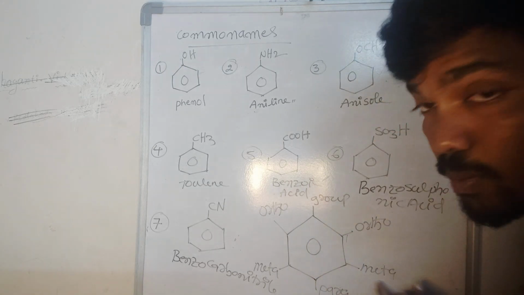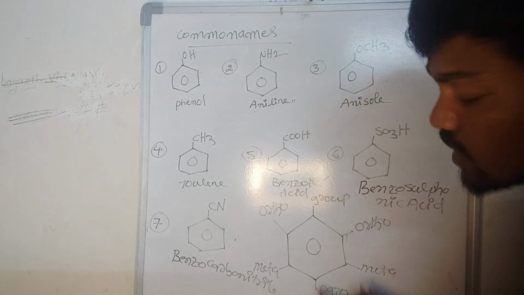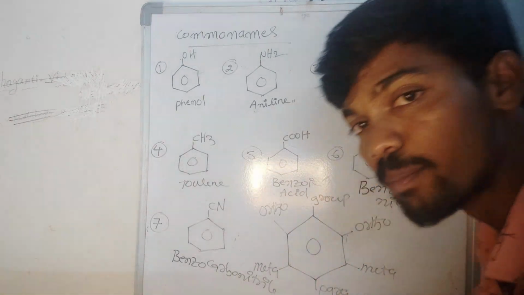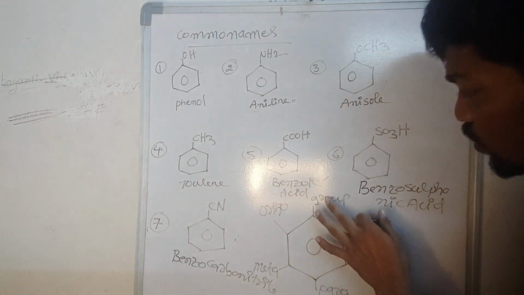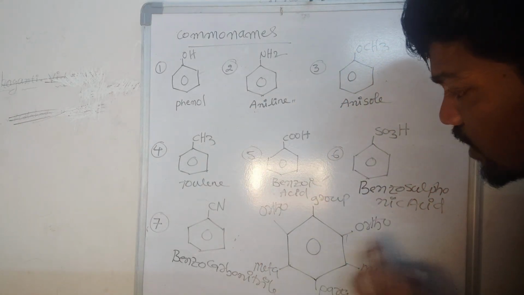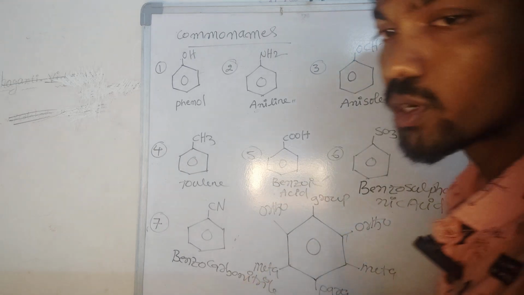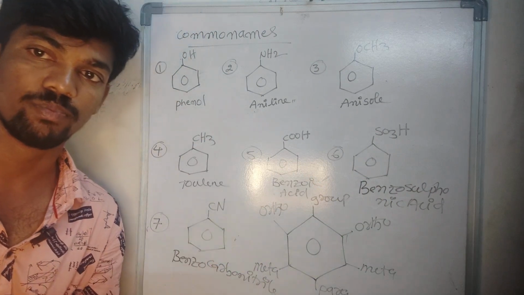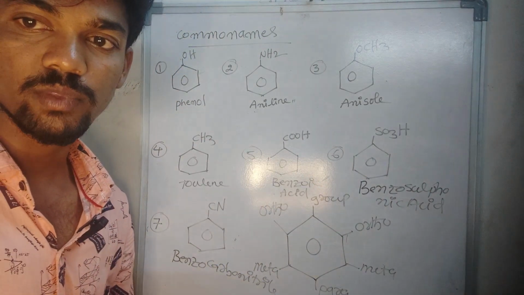For this attached carbon, meta positions are there. This is para, this is also para, but at the para position the group is attached, that's why we can't call it para. These both are opposite, both are para. These side by side are meta. These are ortho positions. You have to remember. These lines are useful in the next class.